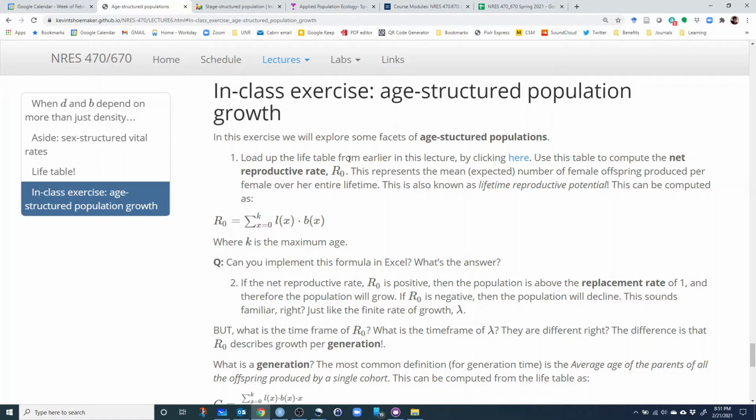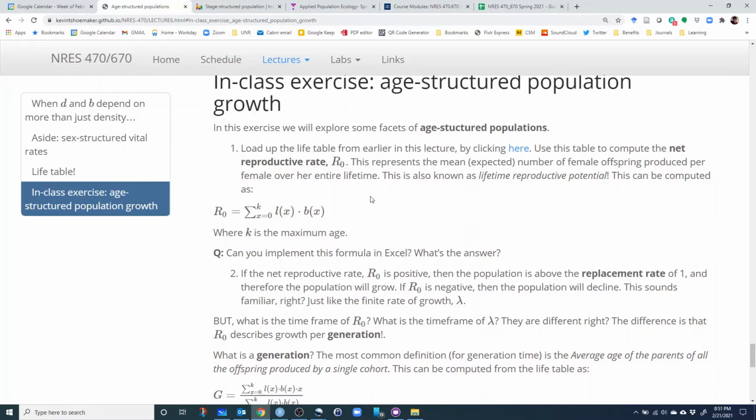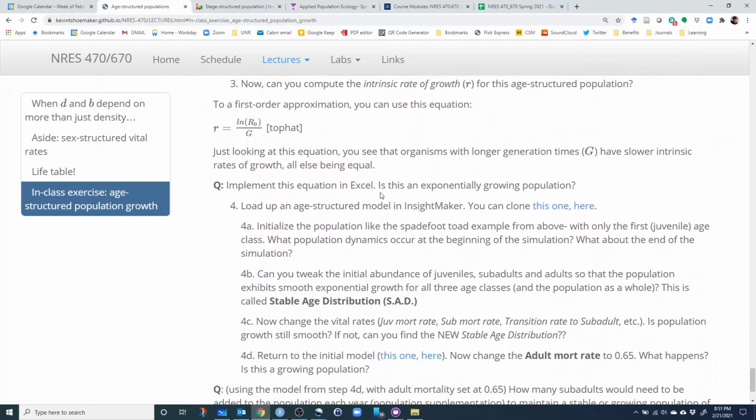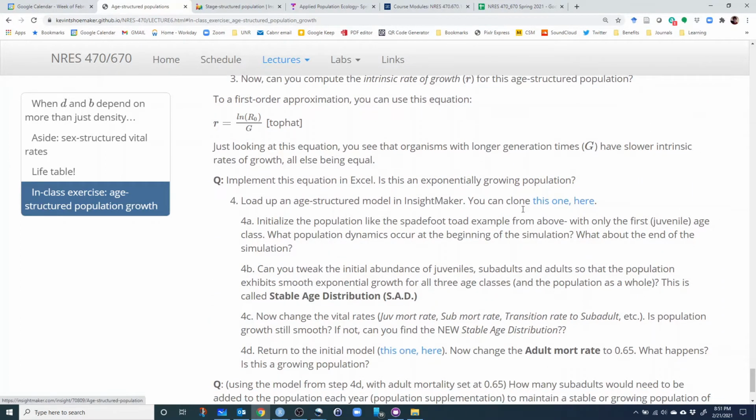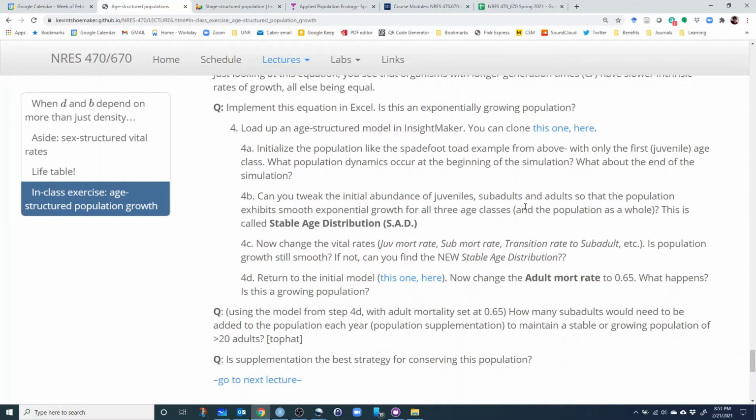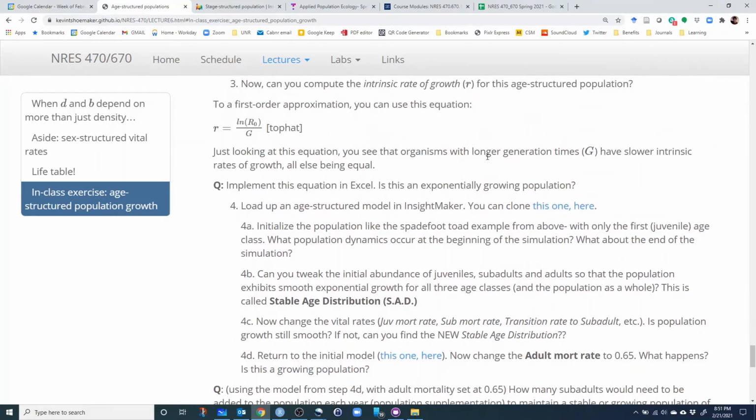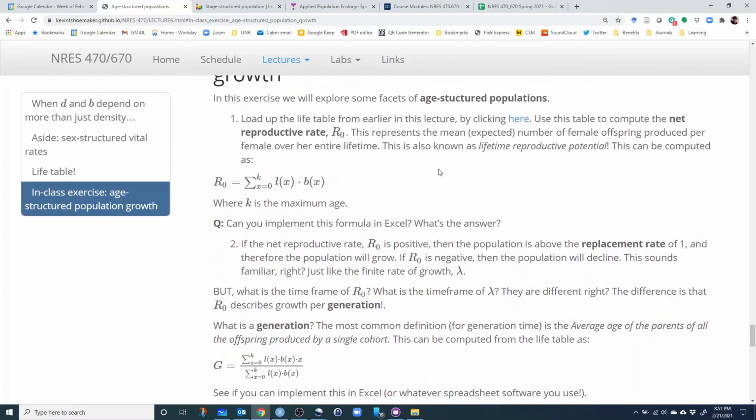One goes through basic life table calculations in Excel, which should be somewhat familiar to those of you who have already started with Lab 3, so we won't spend too much time on that. And then the second part uses an existing InsightMaker model that you can clone to address some more management implications that result from an age-structured population model. So we'll get to that as well. And let's start with the Excel exercise.